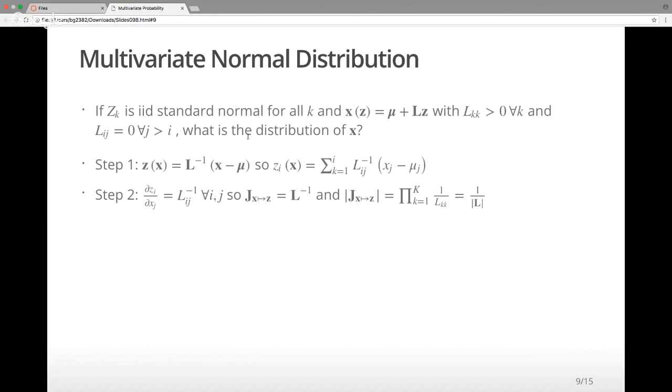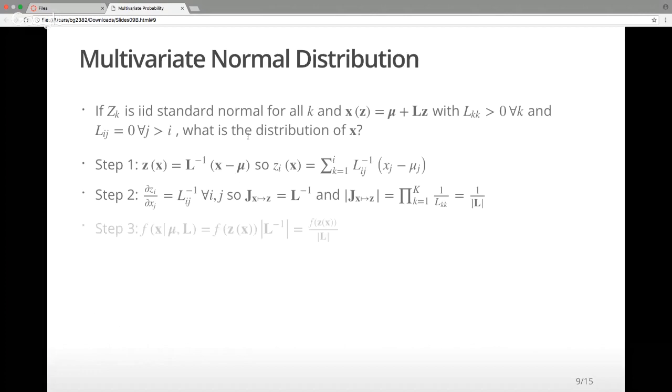And as we said before, the upper triangular elements are all 0. So the determinant of this particular Jacobian matrix is easy because L inverse is lower triangular. It is just the product down the diagonal of L inverse. And as we said before, the determinant of an inverse of a matrix is equal to the reciprocal of the determinant of the original matrix. So we can just write this as 1 over the determinant of L, and the determinant of L is the product down the diagonal of L.